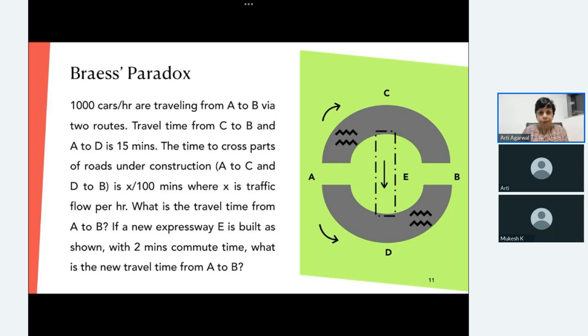Okay, so we'll continue. We are going to now look at a problem which is an example of the Braess paradox. Not exactly a paradox, but sort of a counterintuitive social outcome. What happens in the Braess paradox is that, suppose there are two routes, a route ACB and another route ADB between two points A and B.